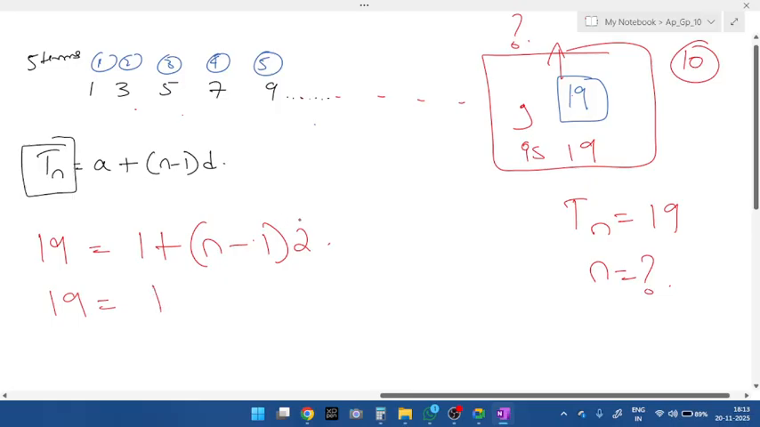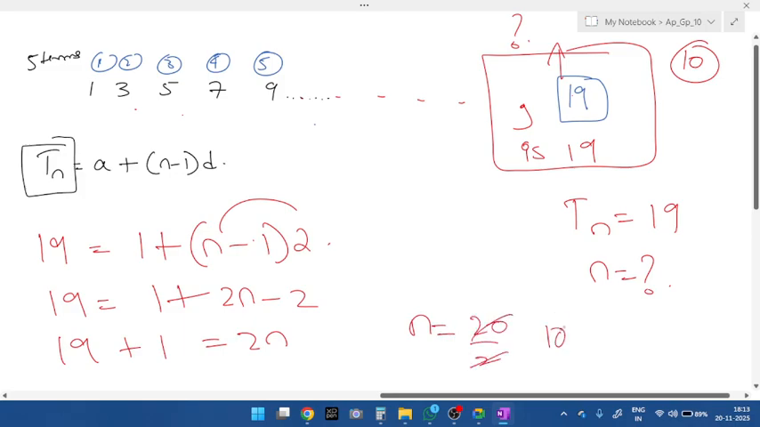If you open the bracket, what do you get? 2n minus that. Keep 2n as is. Shift 19. What is 1 minus 2? Minus 1. Minus 1 goes to the other side. Plus 1. So n is equals to 19 plus 1 is 20 divided by 2 is 10.